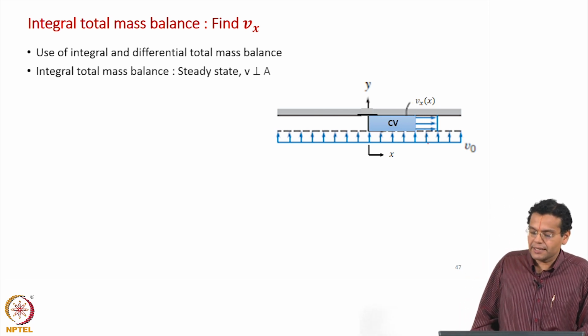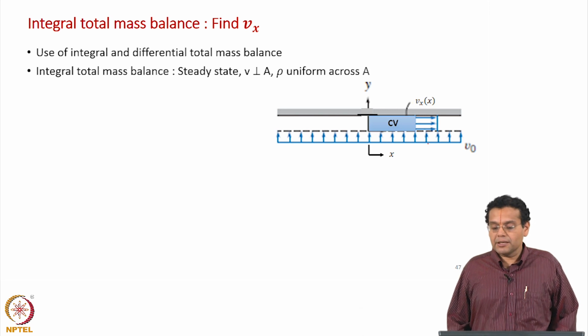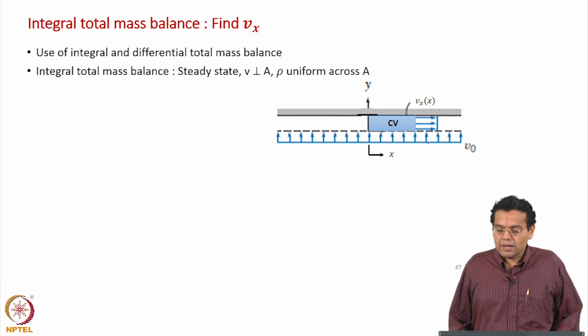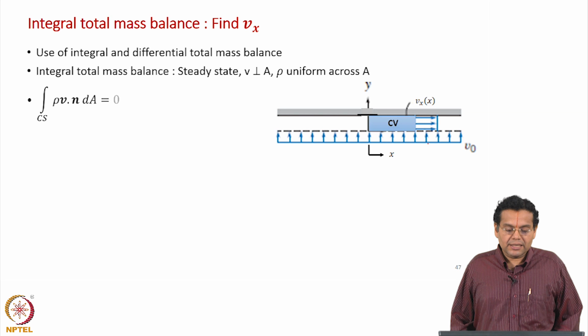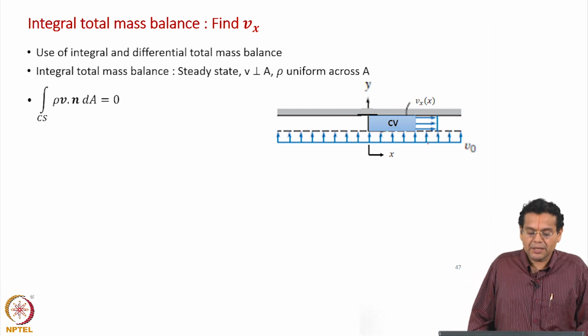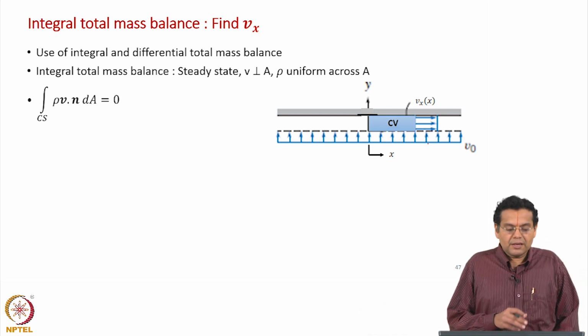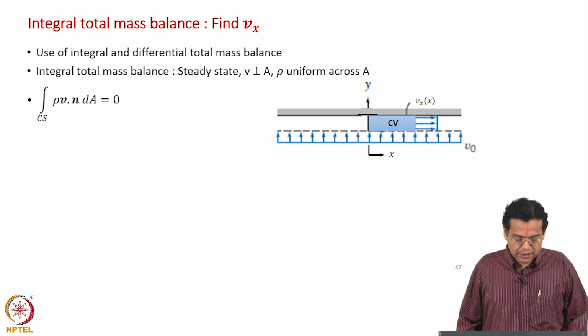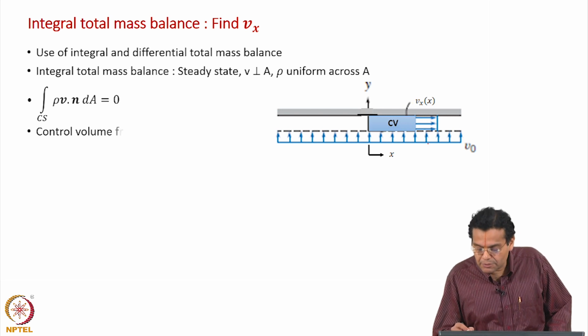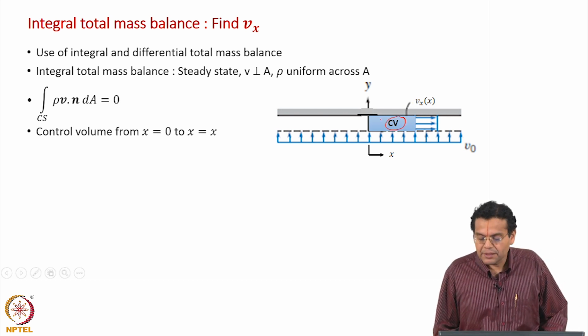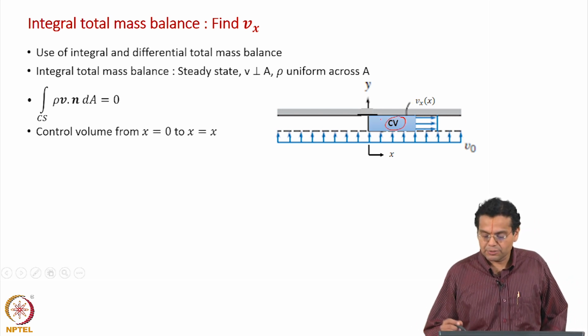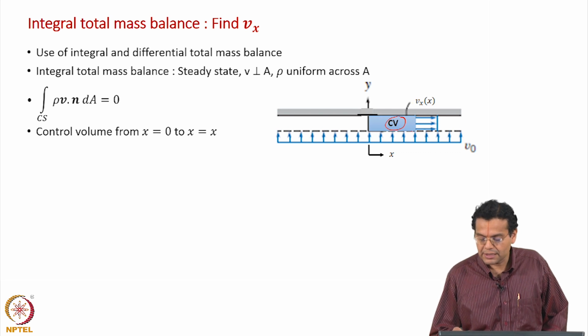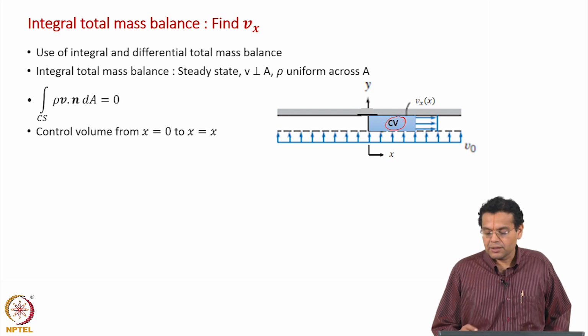It is a steady state and the velocity is perpendicular to A and the density is uniform across the cross sectional area. So, this is the integral form of the mass balance equation. There is no transient term and I am writing only the net mass flow term alone. Now, the control volume is shown here. The question says that the control volume should extend from 0 to a distance x, that is why this control volume is shown here.